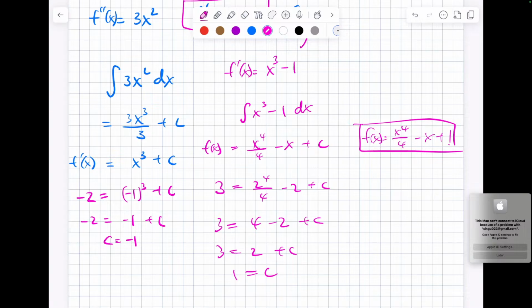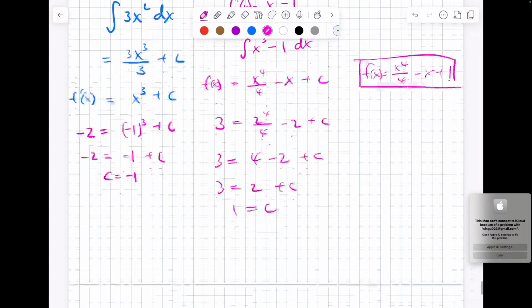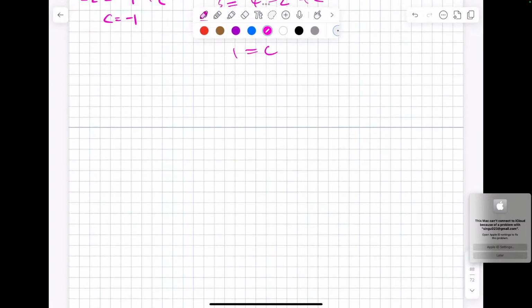How much time do I have? 2 minutes? Okay, so I'm gonna give you one. f double prime of x is equal to x to the -3 over 2, and f prime of 4 is equal to 2. f of 0 is equal to 0. So I want you to find out what the original equation is.